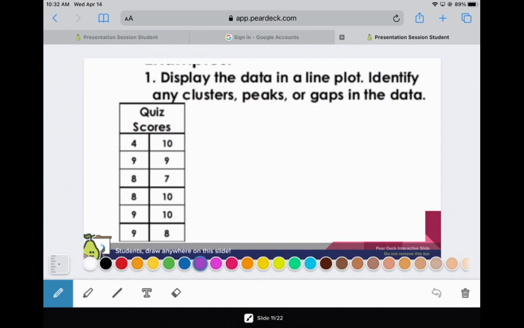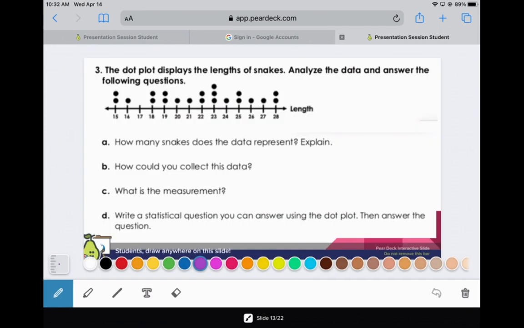All right, so for this one, we're going to skip this one for now. Okay, let's look at this graph. If this graph is given to you, what we want to do is identify the gap, the peak, and the cluster. So the gap is right here. If you look over here, this is a gap. The reason it is a gap is because number 17 is skipped. There's nothing in there. There's no dot. So that's why that is a gap.